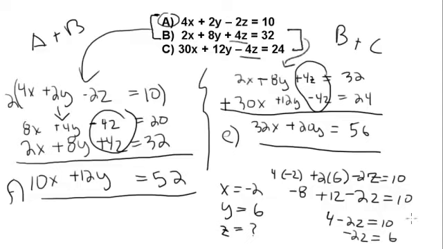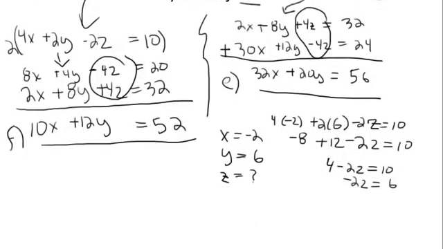I filled in some of the work just to get it out quickly. So simplify this and you get negative 8 plus 12 is 4, minus 2z equals 10. Subtract 4 from both sides, you end up with negative 2z equals 6. And when you divide both sides by negative 2, you're going to get z equals negative 3. And that is our solution. Our solution is x equals negative 2, y equals 6, z equals negative 3.